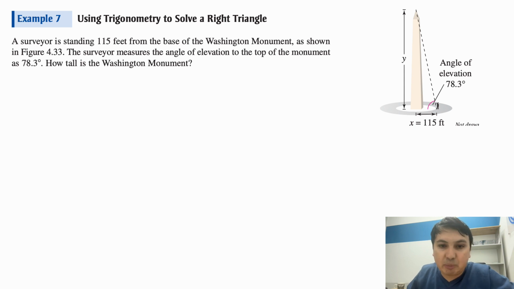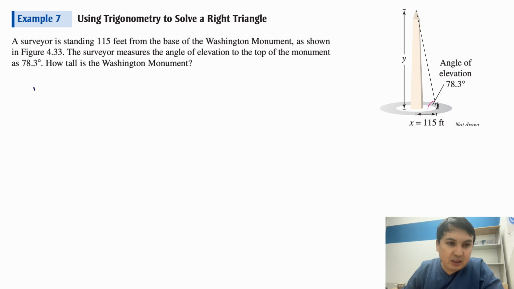Another example. This is like an application. It's about finding this height, right? You have some tall object like this. This is the Washington Monument, and you want to find out its height. But how do you do it? All right. So I have this angle 78.3 degrees. I can measure this, which is 115 feet, the distance between the person and this monument. Now I need to find the y.